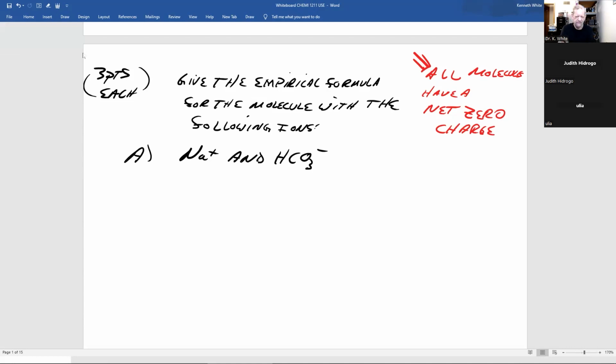What would be the empirical formula with sodium plus cations and bicarbonate, that's HCO3 minus anion? Well, how do you do that? Well, this has a plus one charge. This has a minus one charge. It has to add up to zero. Does it? It does. So that tells me I have one sodium and one bicarbonate, and we write when there's one like that. And I should tell you, this has a name. This is sodium bicarbonate.